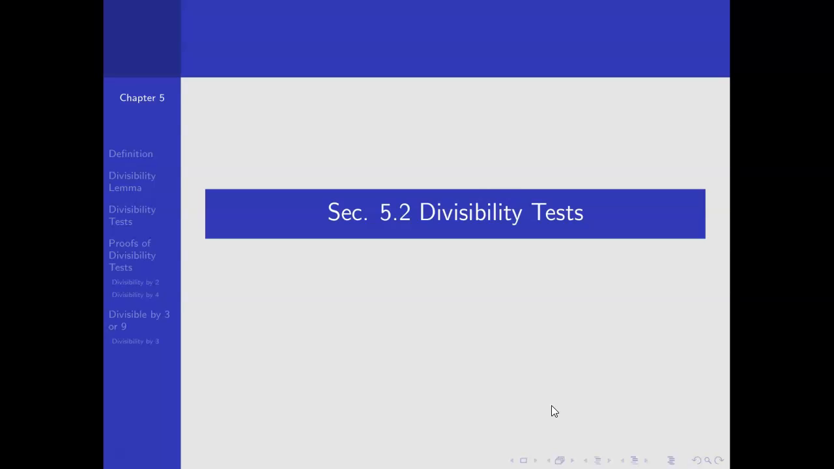We're going to talk about the divisibility lemma and why it is true. We're going to talk about specific divisibility tests. And then we're going to prove those tests using the divisibility lemma. And then you're going to get some chance to practice all of those things in your homework.